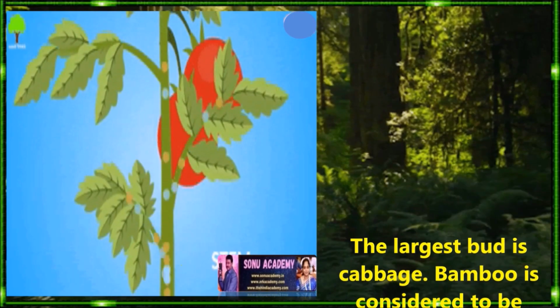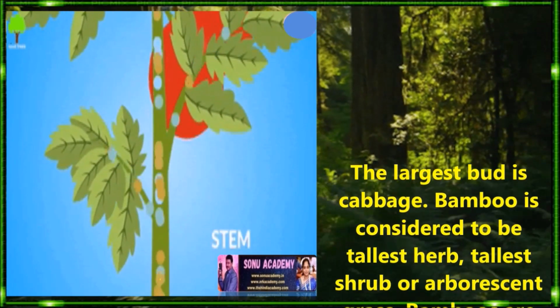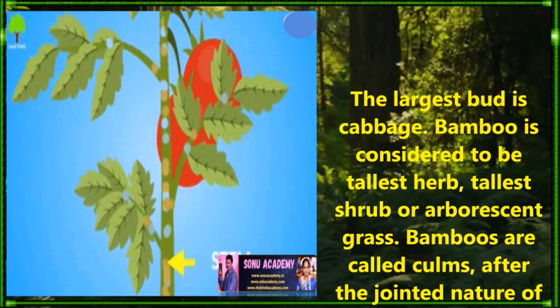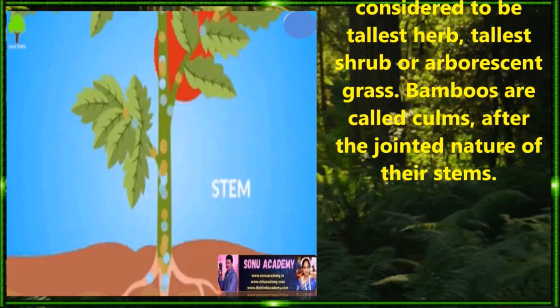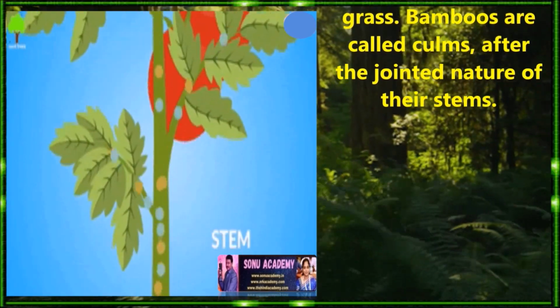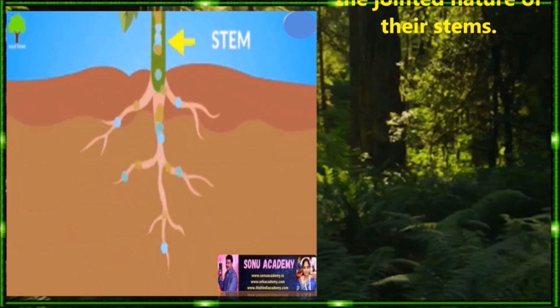The largest bud is the cabbage. Bamboo is considered the tallest herb, an arborescent grass. Bamboos are also called clumps after the jointed nature of their stem.